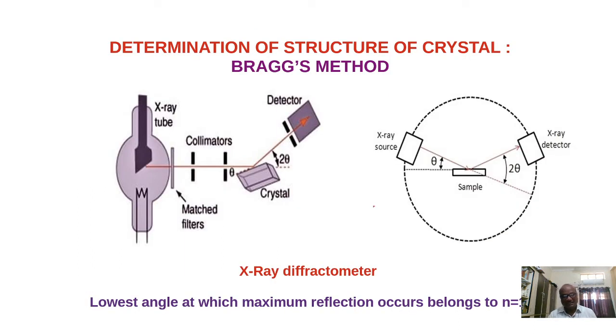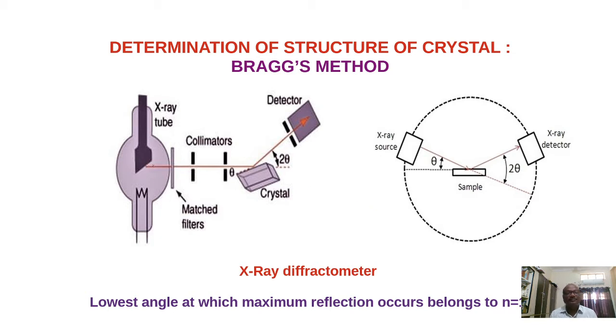Next, we discuss the determination of the structure of a crystal by Bragg's method. How to determine this experimentally? The name of the experimental method is Bragg's method. You can see how the apparatus is arranged in this experiment.